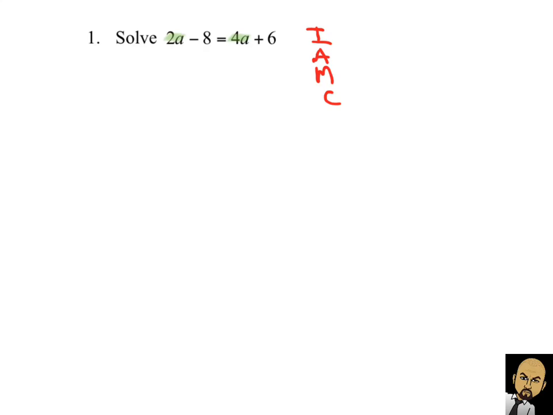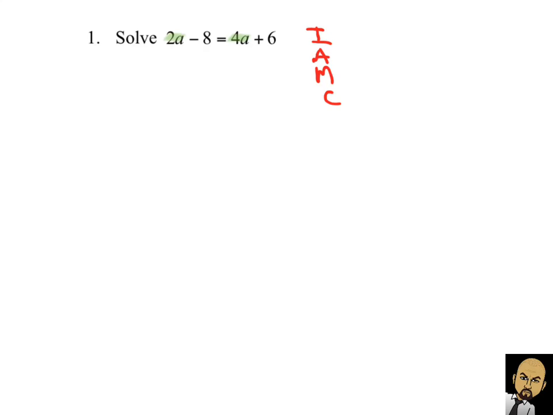The I stands for isolate the variable terms, and so you can see we have a variable term on both sides of the equation. We got positive 2a and we got positive 4a. So we want to undo one of them. Well, I tell my students to undo the smallest one. So in this case, the smallest one between positive 4a and positive 2a is going to be positive 2a.